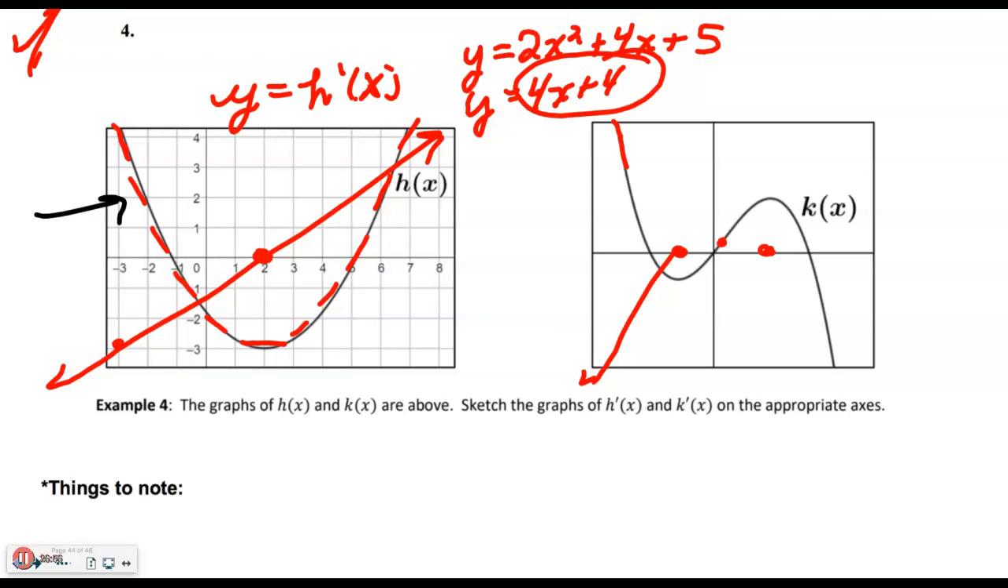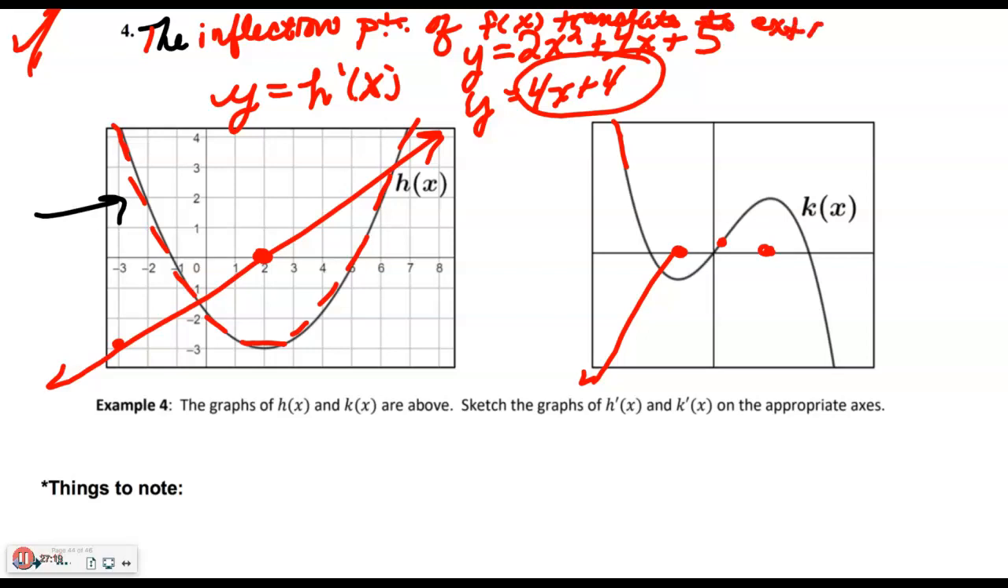Inflection points. So I'm going to add a fourth. The inflection points of f of x translate to the extrema, maxes and mins, of the derivative graph.